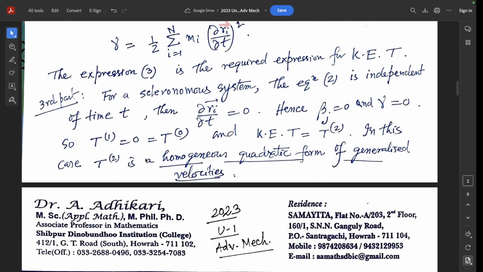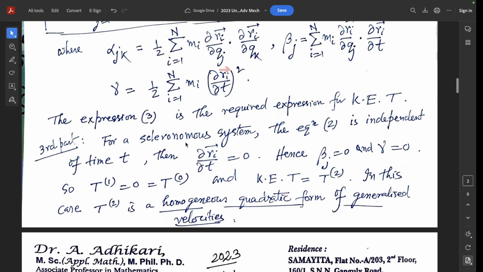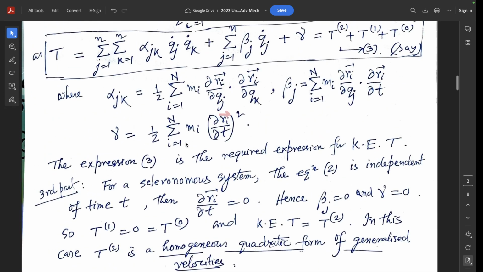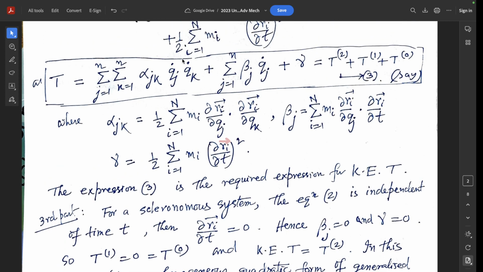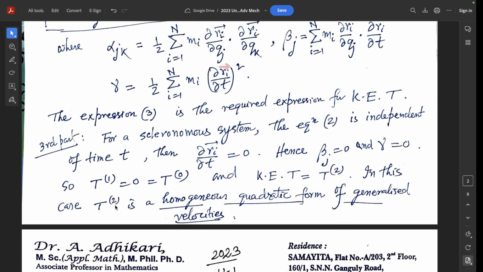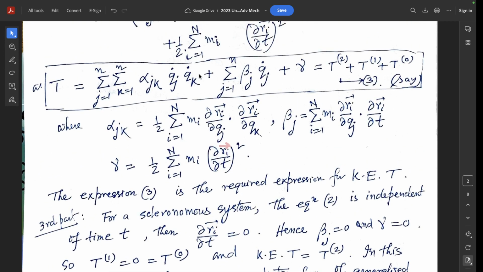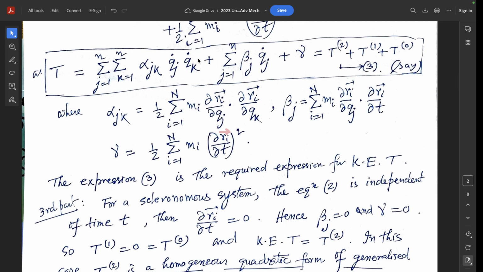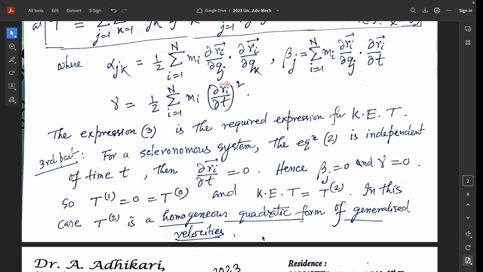So T1 equals 0 and T0 equals 0. So kinetic energy T ultimately equals T2, and this T2 is the double summation of alpha jk qj dot qk dot. In this case, for a scleronomic system, T2 is a homogeneous quadratic form of generalized velocities, because every term in this expression, qj dot into qk dot, has total power 2. So it is a quadratic form, homogeneous of power 2, in the generalized velocities.